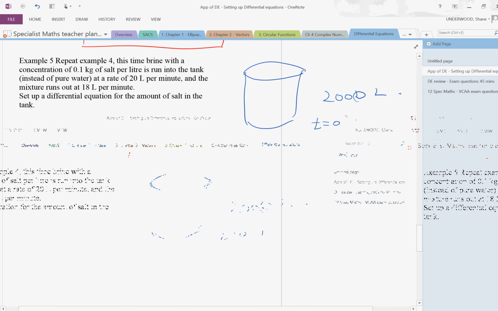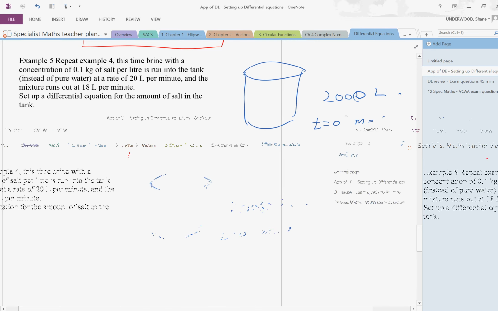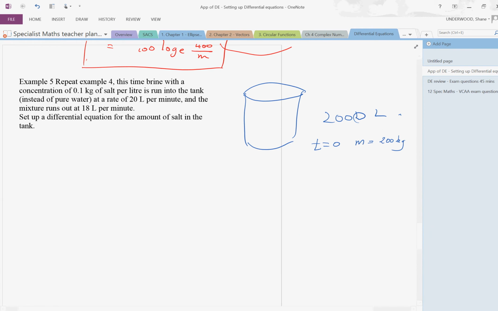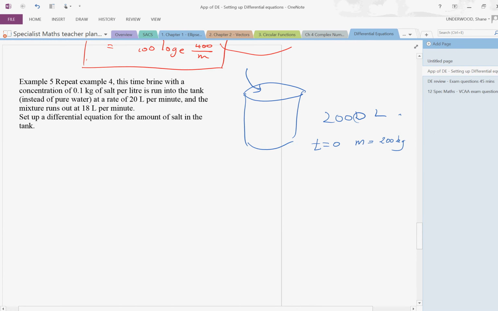there is how many kilograms? M is equal to 200, isn't it? Is that right? Now, M is equal to 200 kilograms. So we're doing the same thing, but this time it says it's run into the tank instead of pure water. So we've got 0.1 kilograms of salt per litre.